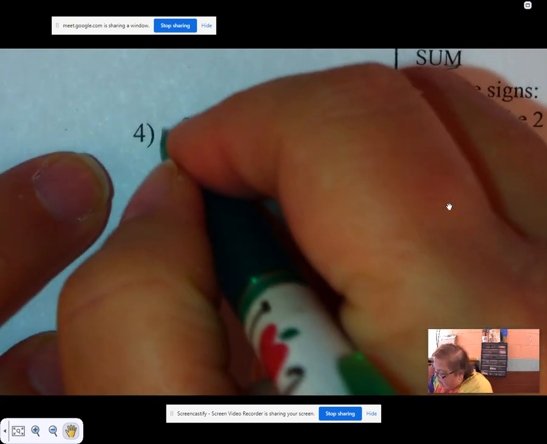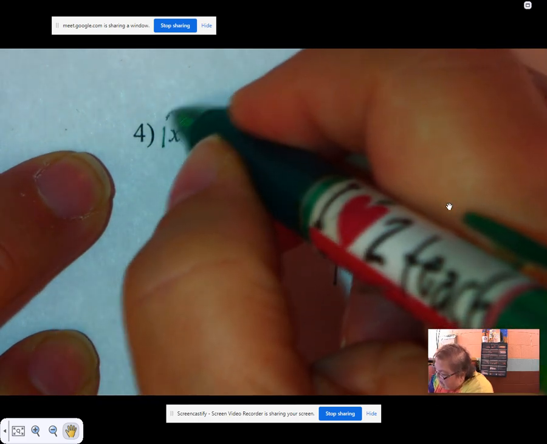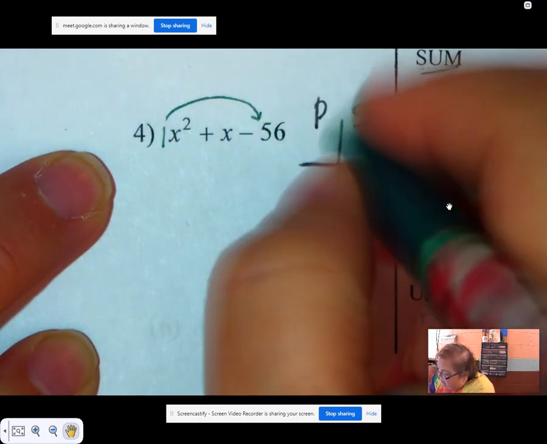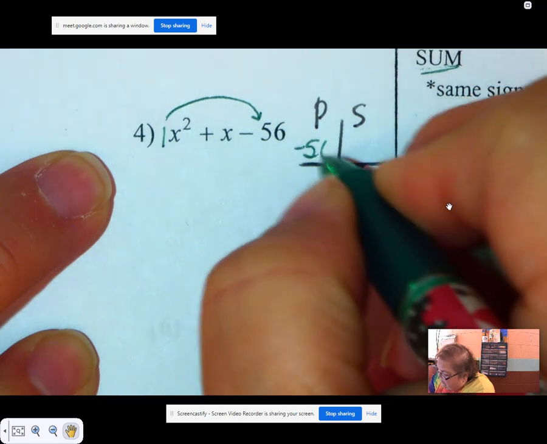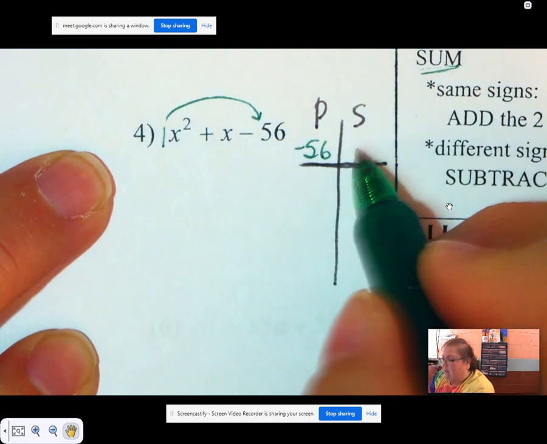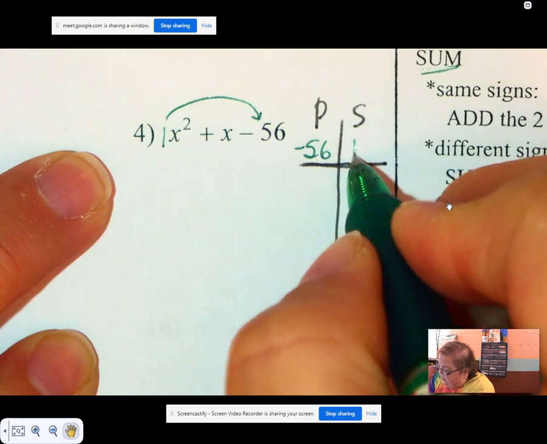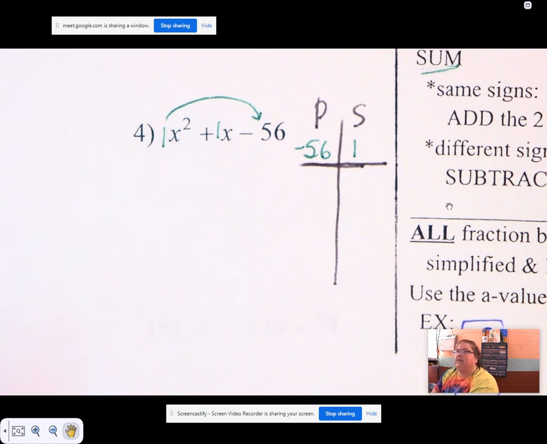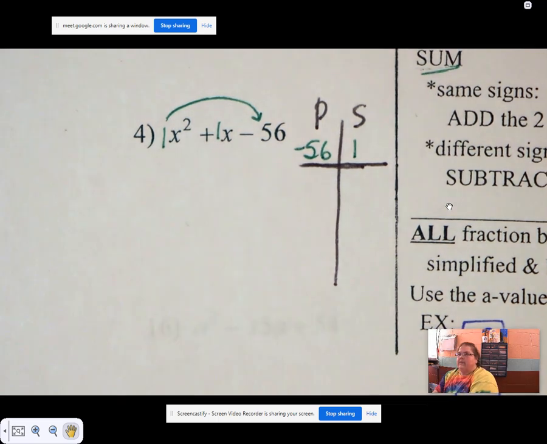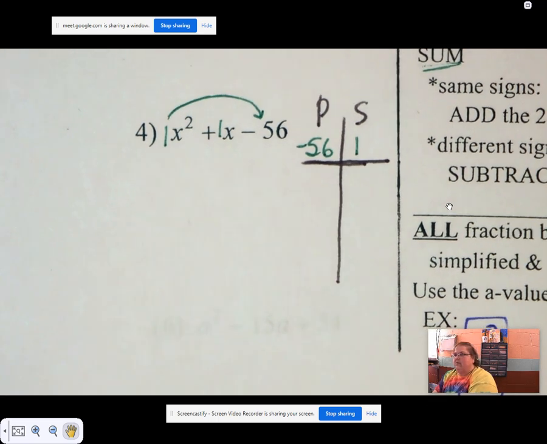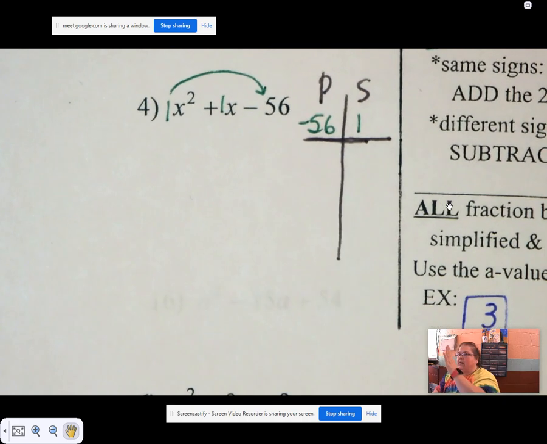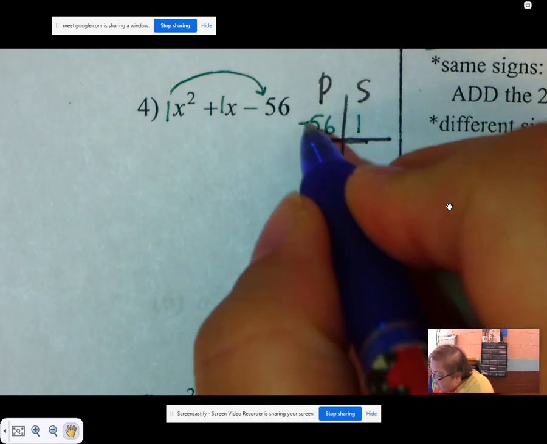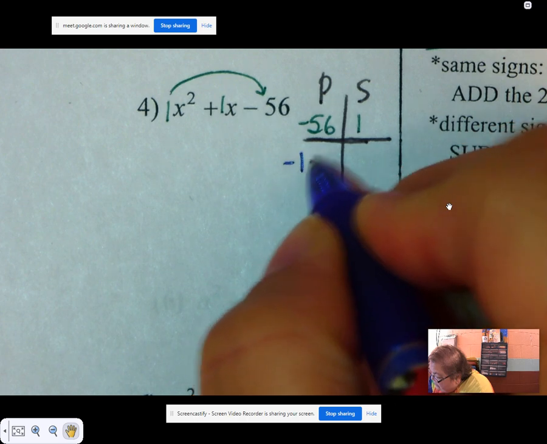I'm going to put my 1 here. All right. What is my product here? Thank you. Negative 56. What is my sum? 1. Excellent. Remember, if there's a variable there, I have a 1 in front of it. Very good. Okay. Now this is one of those situations where we don't need to write it all out, okay? But we are going to always start with what number? 1. And this is negative, so I've got negative 1 times 56.